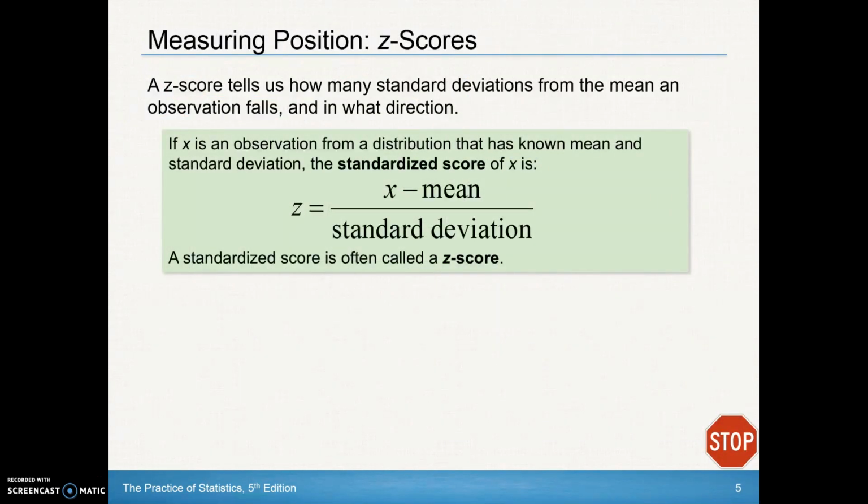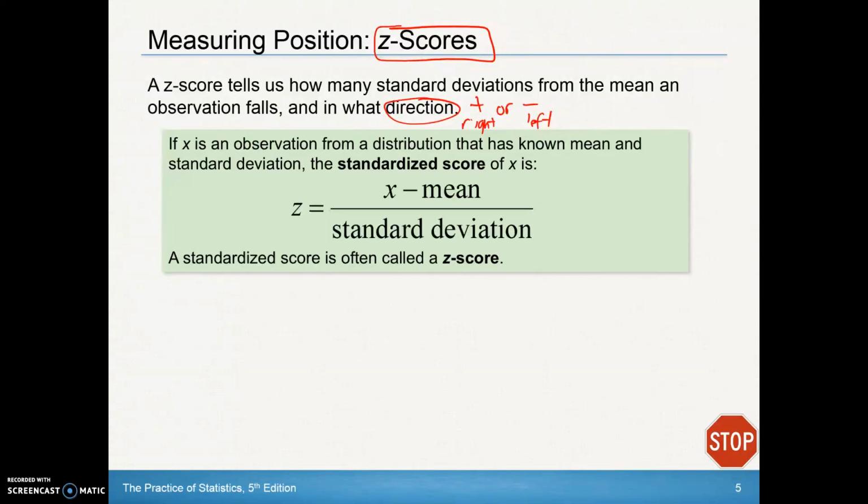Other thing we're going to look at in the first day is what's called a Z-score. This is a huge, huge topic in statistics. So one formula you will have to remember and we'll use over and over and over again all year long. So the Z-score tells us how many standard deviations from the mean an observation falls and in what direction. Again, that direction will either be positive or negative. So that would be to the right of the mean or to the left of the mean.